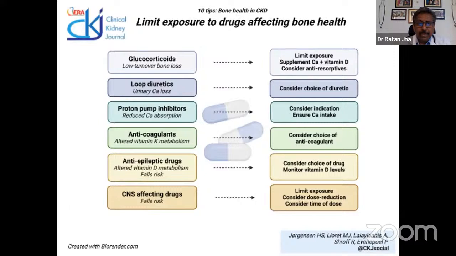Limiting the exposure to drugs is very important. Glucocorticoid exposure should be reduced, because it makes the bone low turnover. Loop diuretics increase urinary calcium loss, and hence one has to look at whether the dose of diuretics can be reduced. Proton pump inhibitors, which are commonly prescribed, reduce calcium absorption.